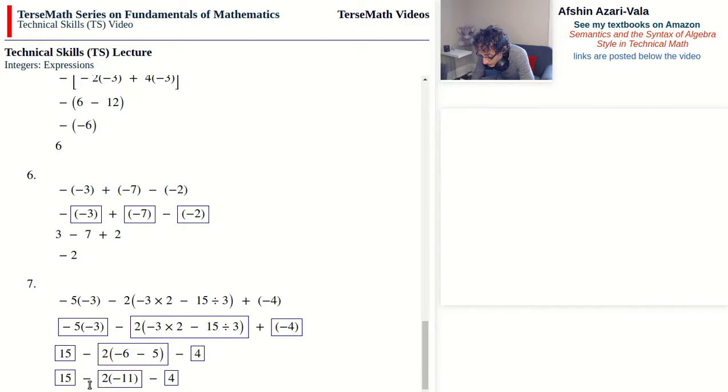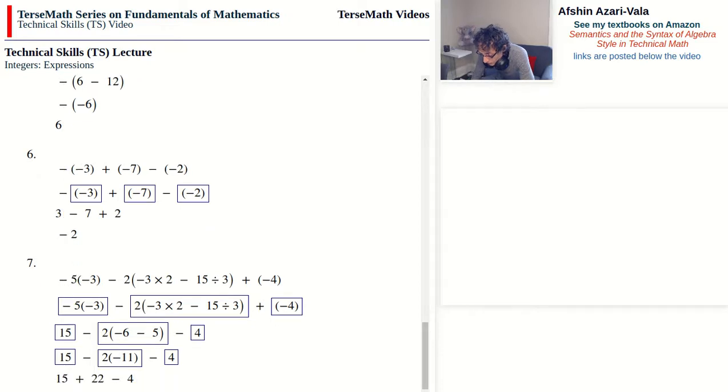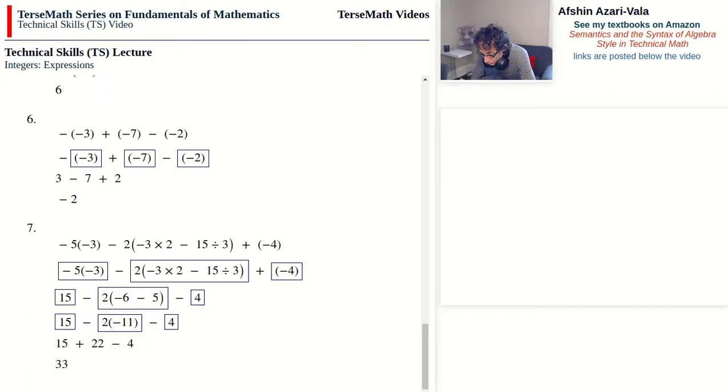And then we now count the negative and the negative. There are 2 negatives. That gives me a plus. And 2 times 11 is 22. So now we have 15 plus 22 minus 4. 15 plus 22 is 37. And if you subtract 4 from it, you get 38.